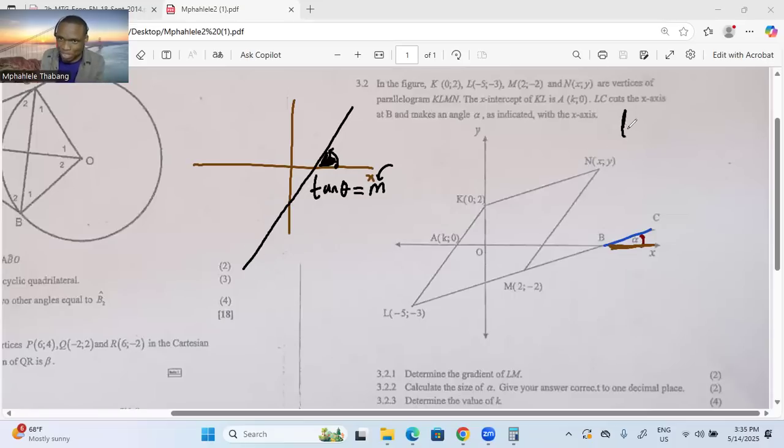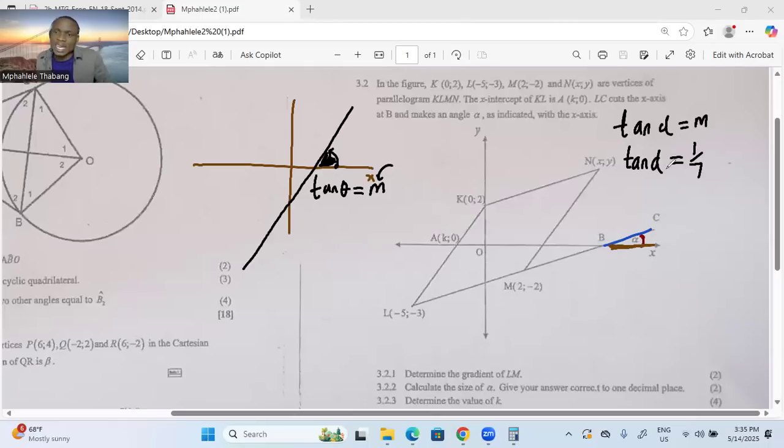Here, my angle is alpha, so I will say tan of alpha equals M. M refers to the gradient of that line that cuts the x-axis. So what is the gradient of LM? We found 1 over 7. So we say tan alpha equals 1 over 7.